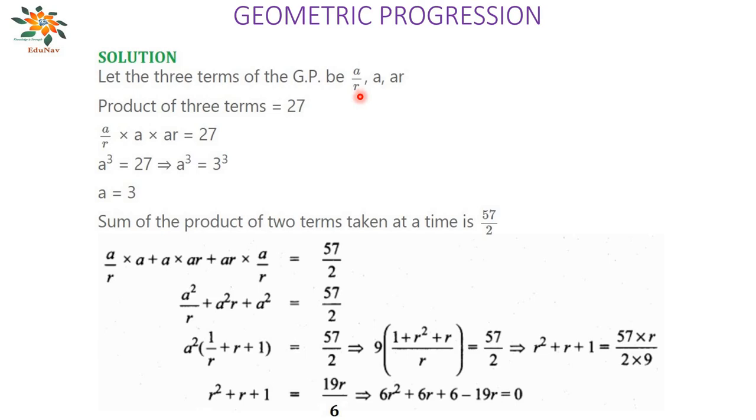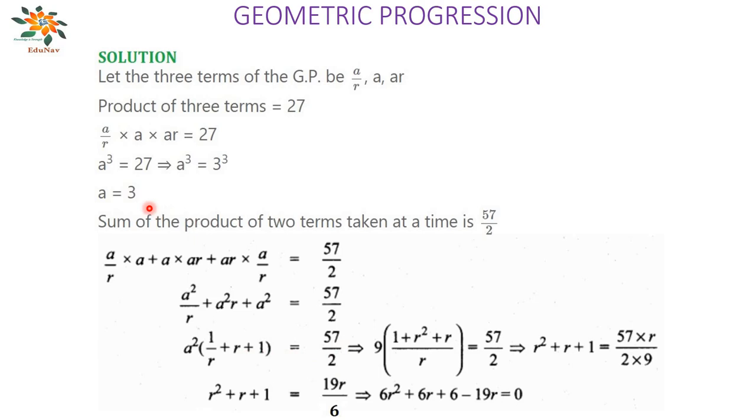So when we are finding the sum of product of these terms taken two at a time, we note that a/r × a plus a × ar plus ar × a/r will be equal to 57/2. On further simplification, we have a²/r plus a² r plus a² equals 57/2. Removing a² as the common factor, we have a²(1/r plus r plus 1) equal to 57/2.